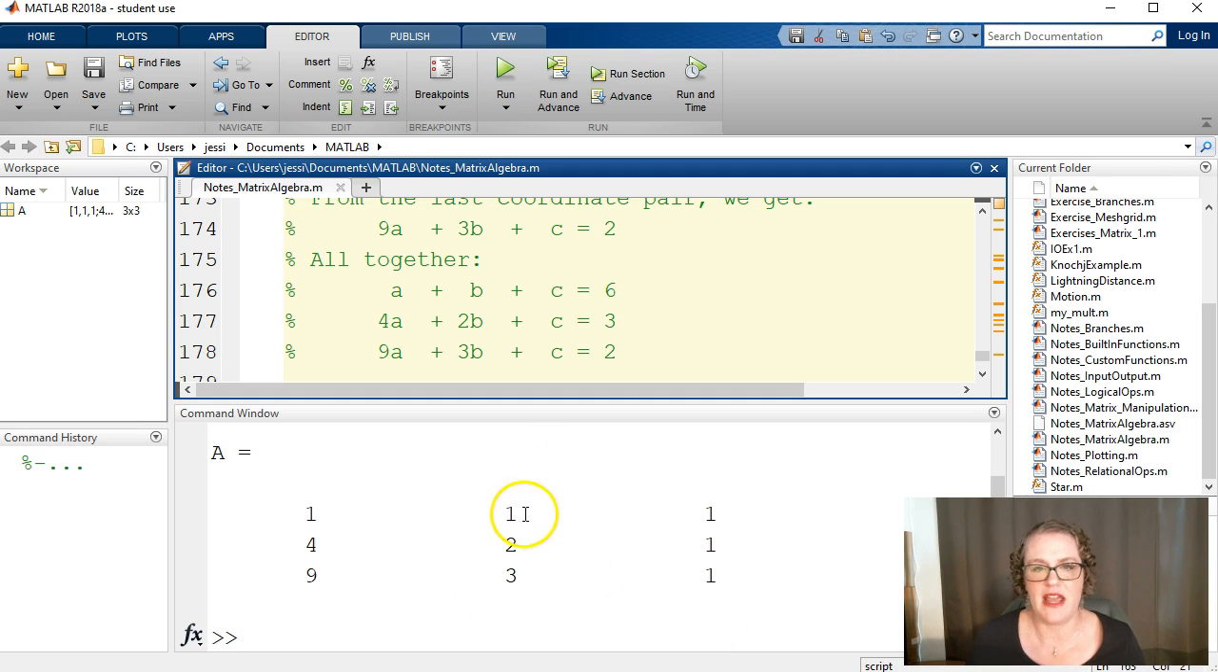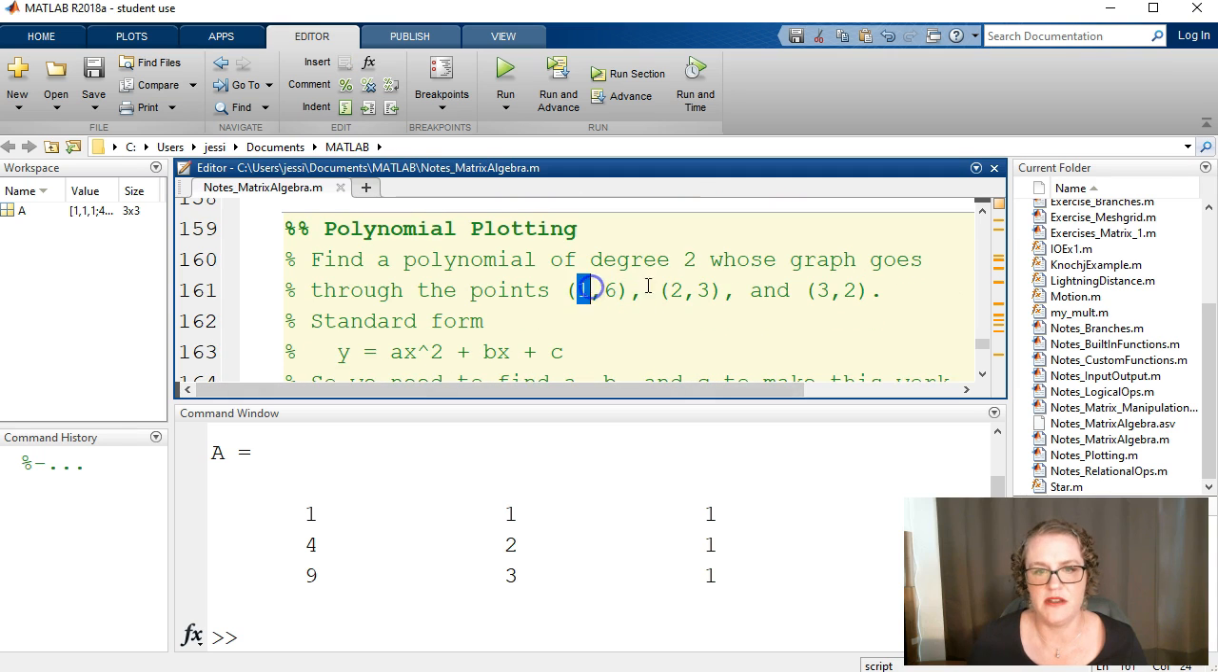Here we have all the different x's. Remember our x's were 1, 2, and 3? Here they are, 1, 2, and 3. And in the first column, the squares of all of those, which makes sense because the first column is all the coefficients of a. That's all the x's squared.